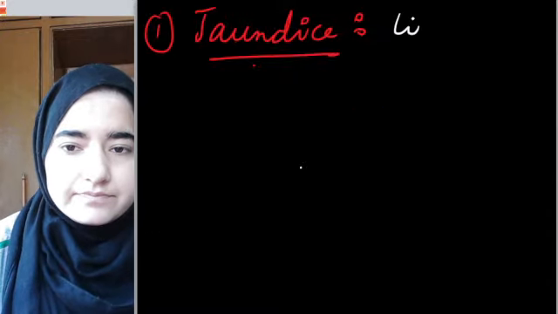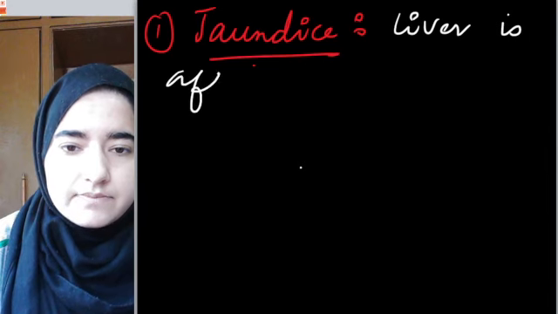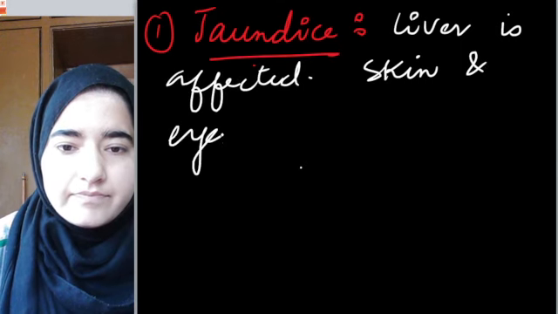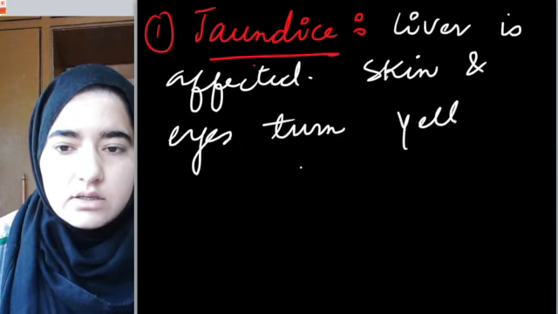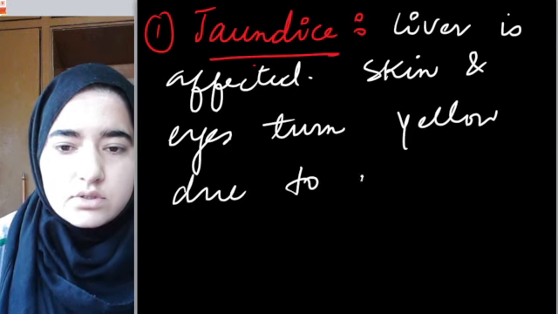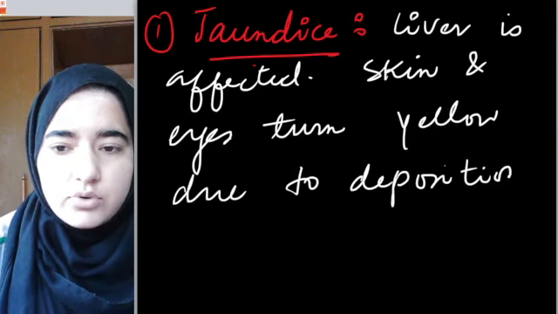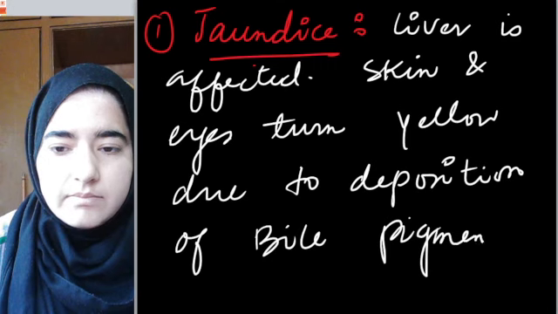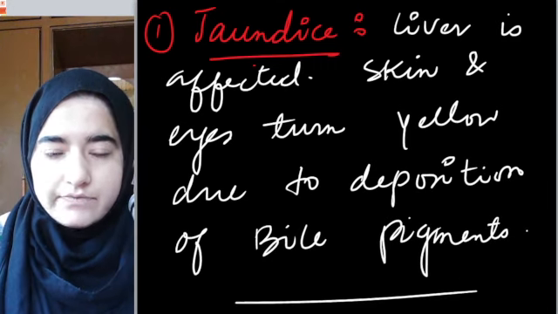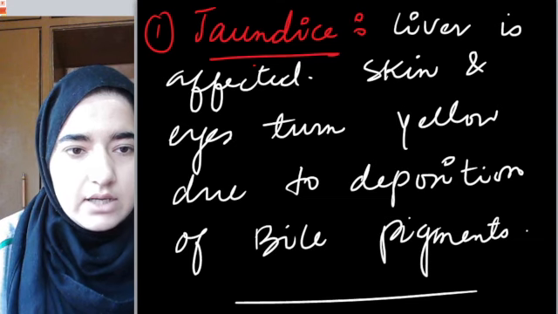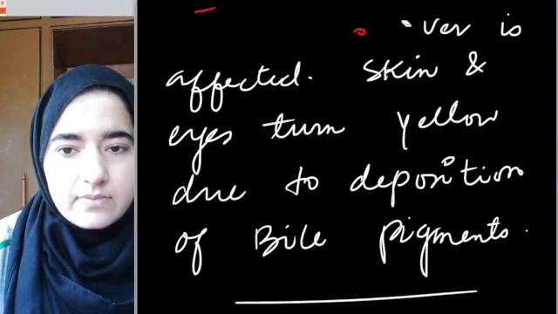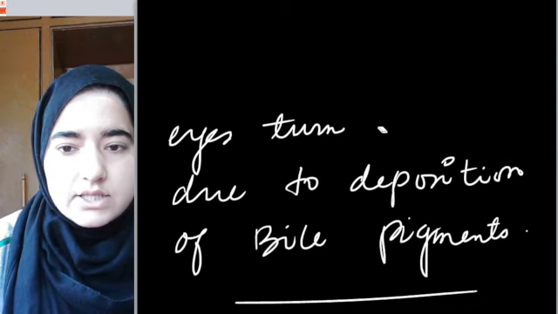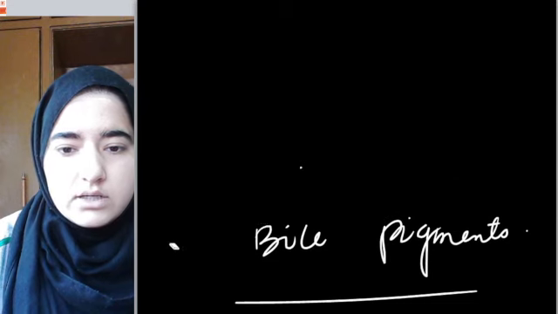In jaundice, the liver is affected, and the skin and eyes turn yellow due to deposition of bile pigments. I hope this first disorder of the digestive system is clear. Let me erase it. This was the first disorder of the digestive system. We will learn about another one.